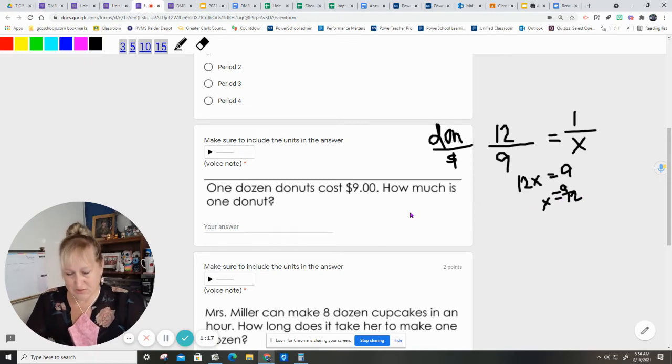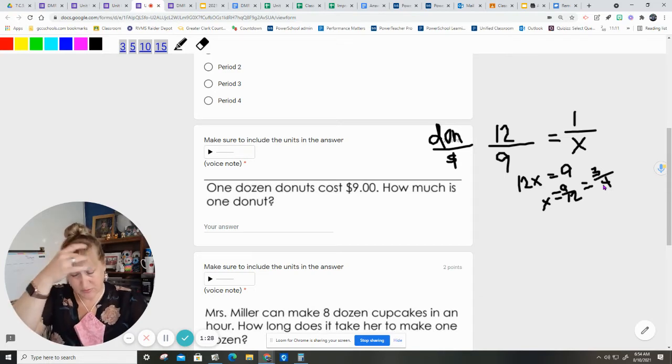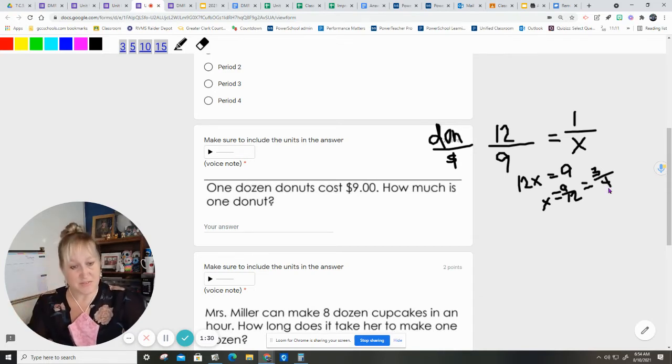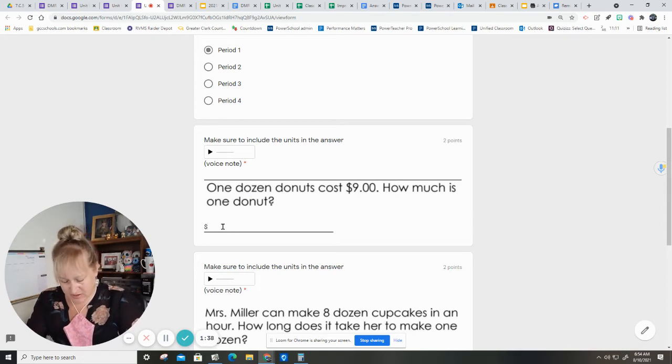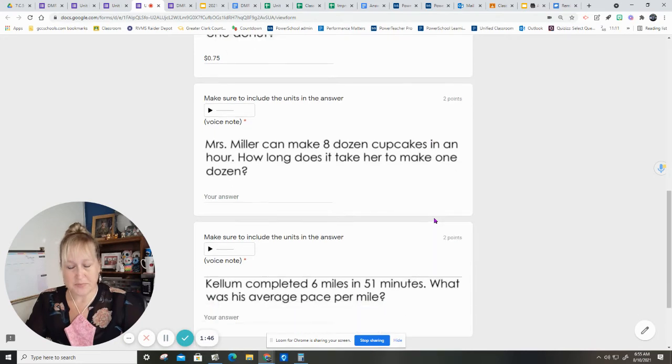But I need this in terms of dollars. So let's reduce 9/12 into 3/4. And then that fourth makes me think of the word quarter, because a fourth is a quarter. So that's 75 cents. So I'm going to put my answer as 75 cents, which would be $0.75. Again, I'm going to check my answer. Yep, I typed it correctly.